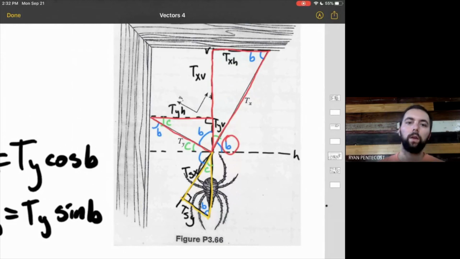Okay. All right, this is the last video for vectors. After this, we're moving on to two-dimensional kinematics, where we will use vectors to solve kinematic equations.